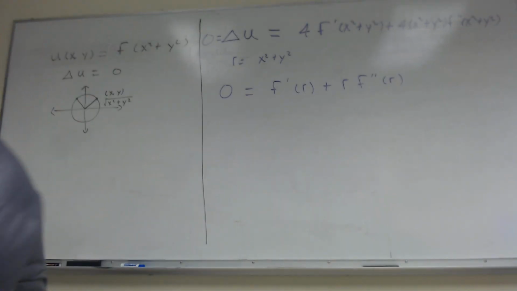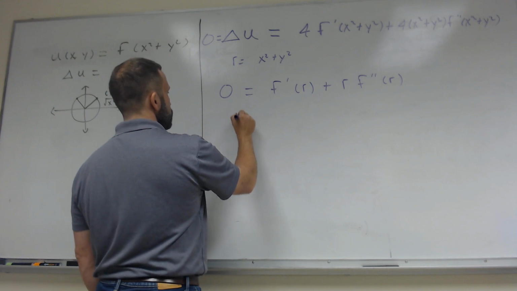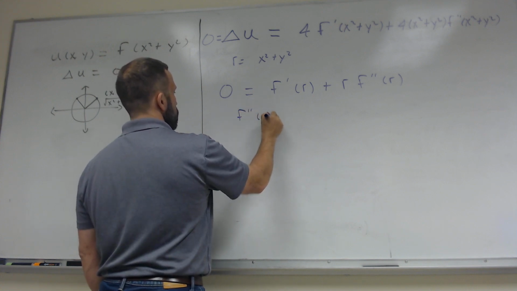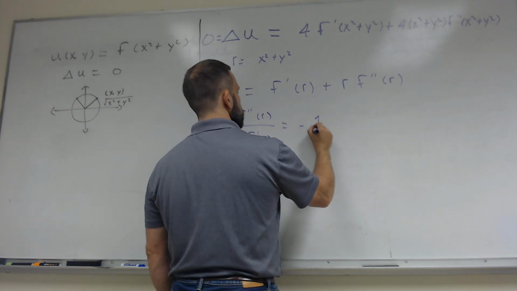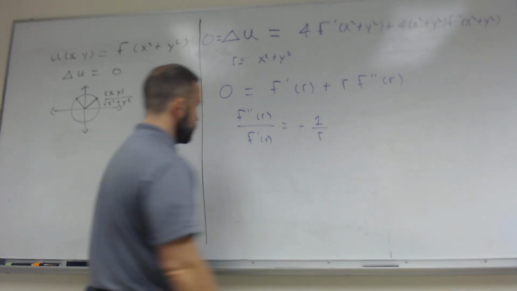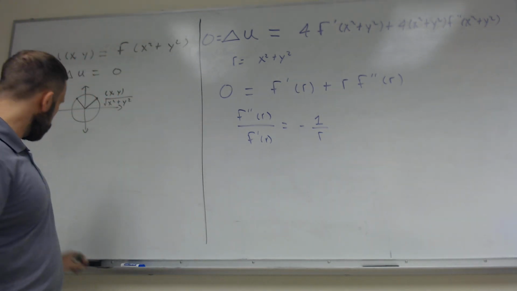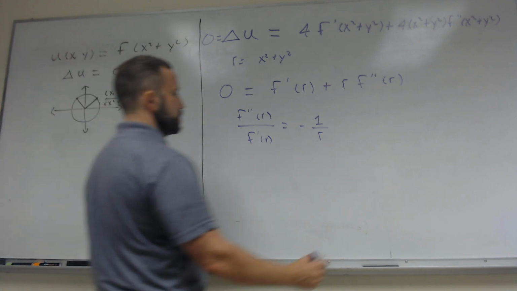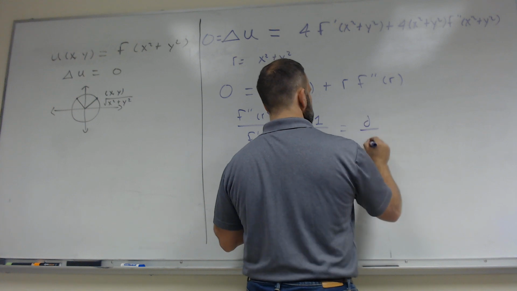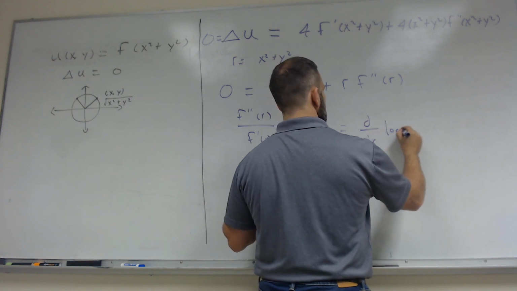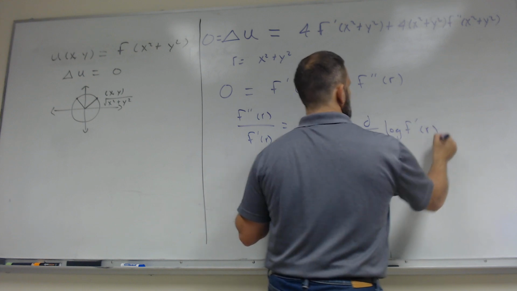Okay, now this is looking good because this is now an ordinary differential equation. So I can write this in the following way. I can write this as f double prime of r over f prime of r is equal to minus 1 over r. Okay, but this is just equal to the derivative of the log of f prime. So I can rewrite this part as the derivative with respect to r of the natural log of f prime.